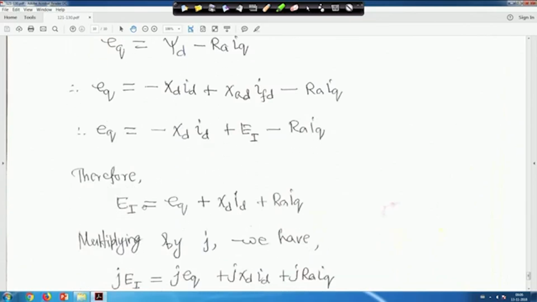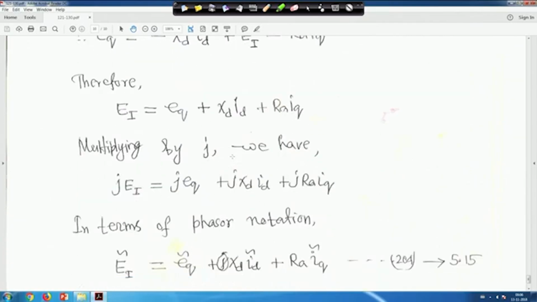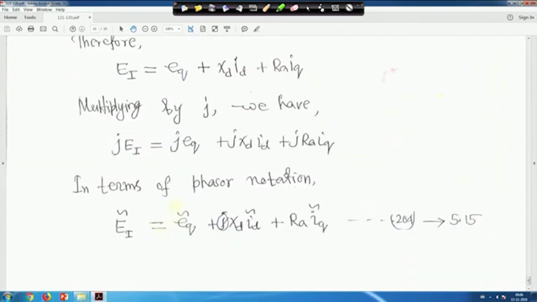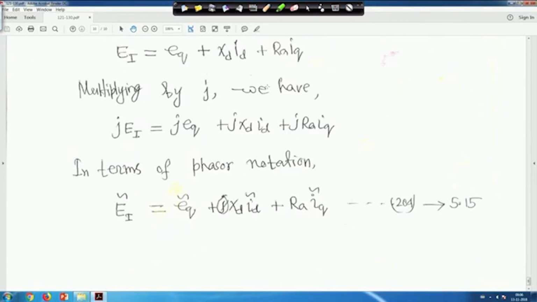Therefore, we can write that capital E I is equal to E q plus x d I d plus R A I q. Now, multiply both sides by j. If we do so, it will be j E I is equal to j E q plus j x d I d plus j R A I q. Now, in terms of phasor notation, it is E I. Before explaining this one, we will go to the next page.